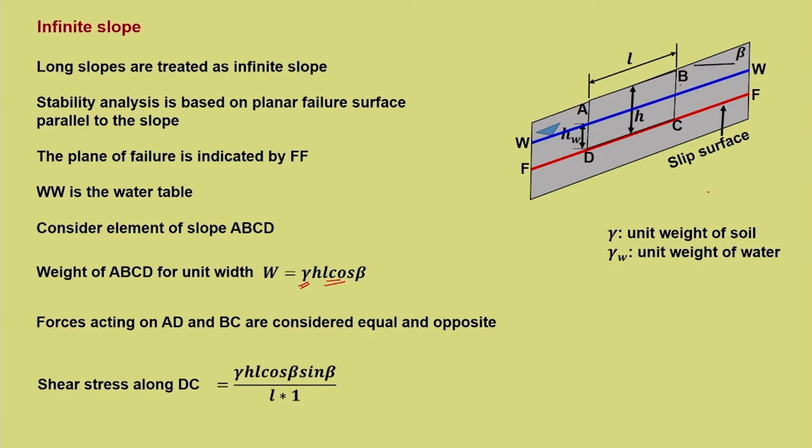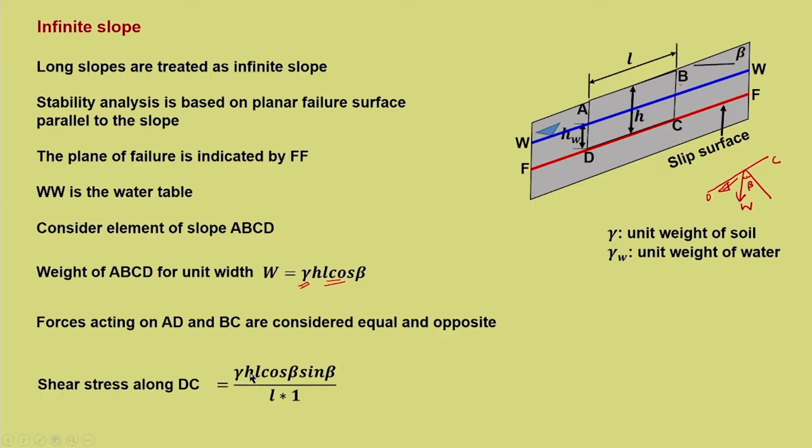So, if you have DC, this is weight acting and this will be beta. So, this will be W sin beta. So, W sin beta will be along DC direction. So, that is what is written here.